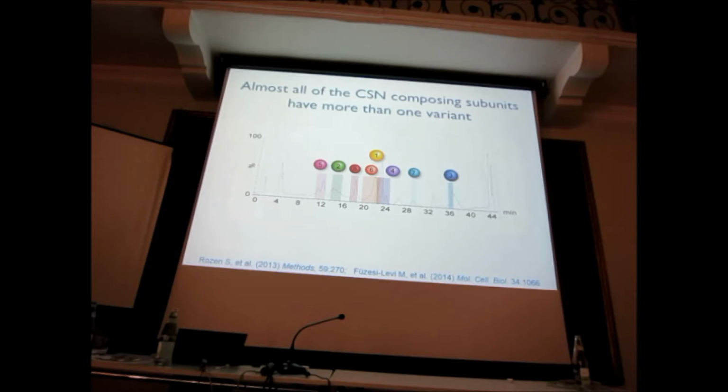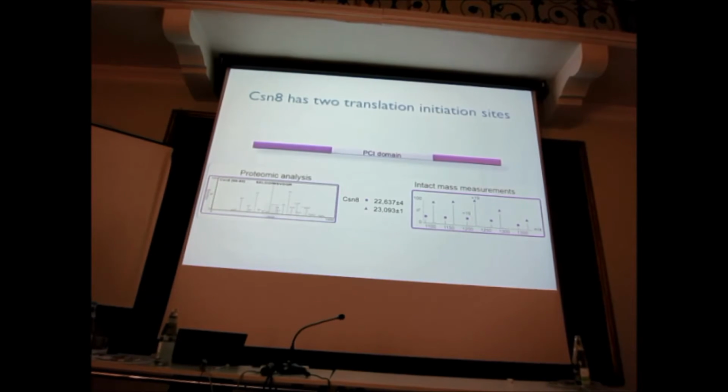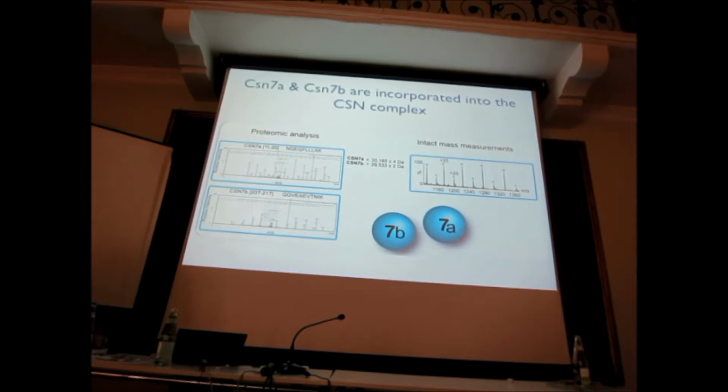And I have to say that this is something that we see also for all the other protein complexes that we have studied. I'll just demonstrate this for 2 subunits. Let's start with the previous one. For example, CSN7 is known to be encoded by 2 different genes, CSN7A and CSN7B. We could see from the proteomic analysis that both CSN7A and CSN7B can be incorporated within the complex. And by the intact mass measurements, we could determine the relative abundance of these 2 states.